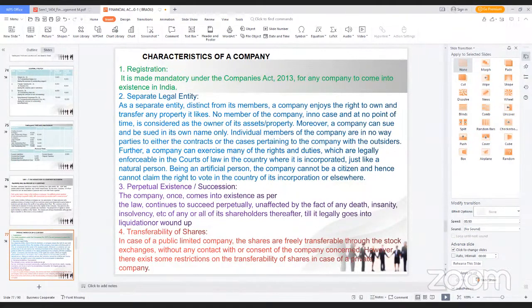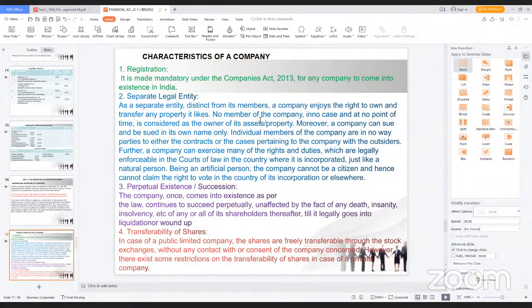Characteristics of a company. The first and foremost important is registration. Without registration, the company cannot run. It is made mandatory under the Companies Act, 2013, for any company to come into existence in India. If a company wants to run in India, it has to be registered under the Companies Act 2013.